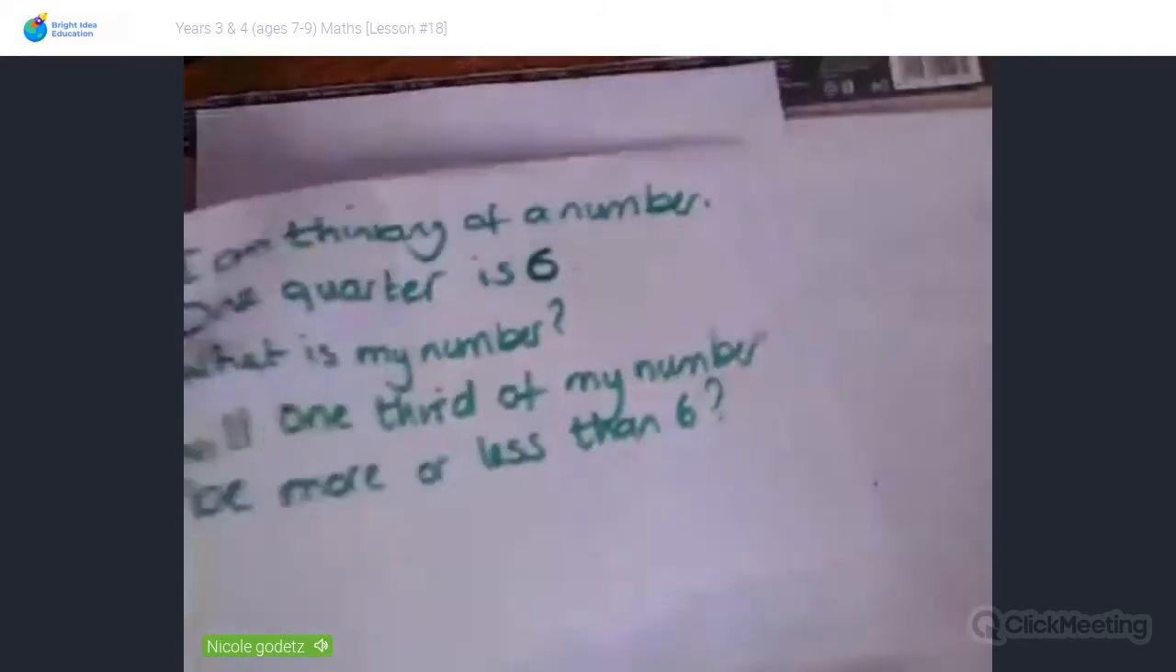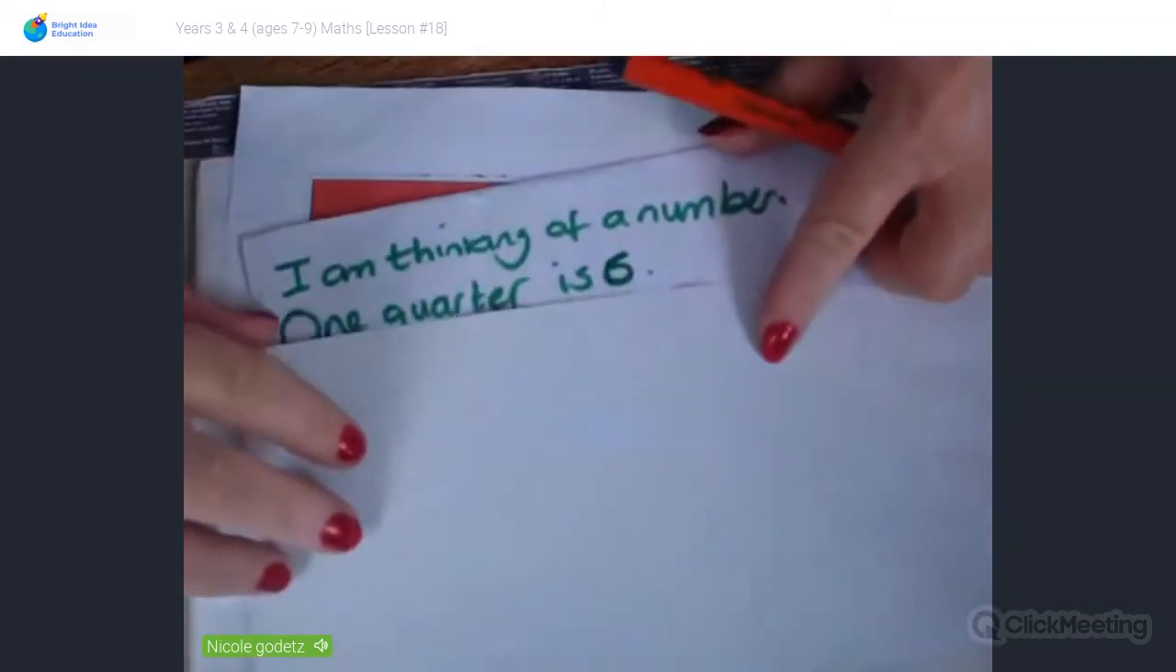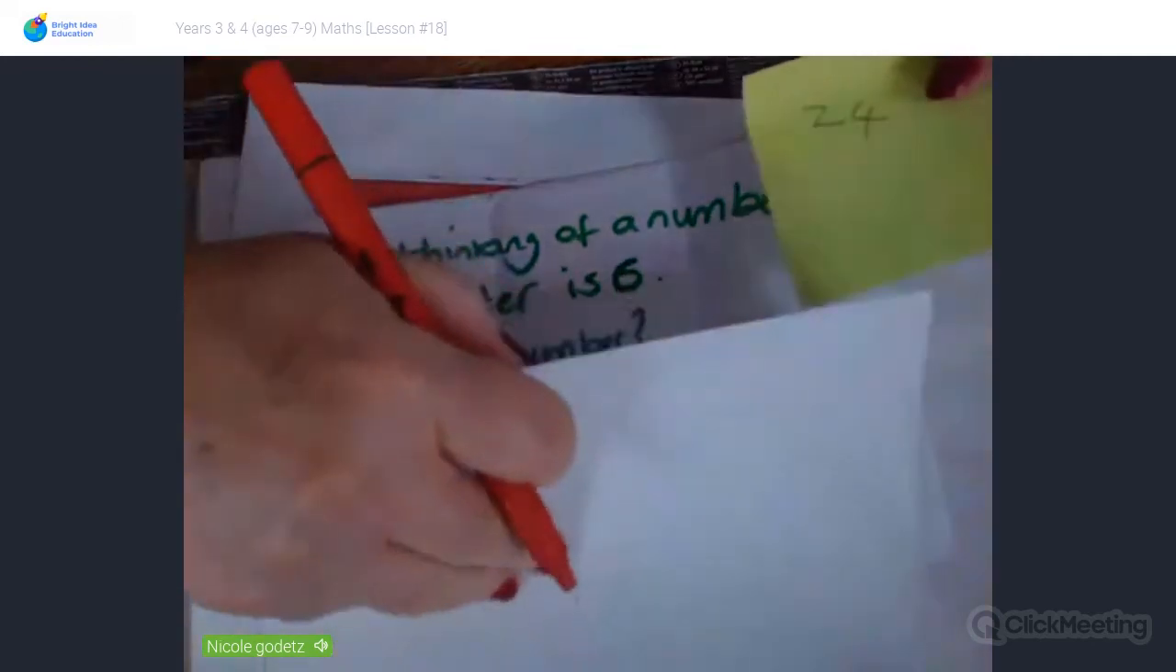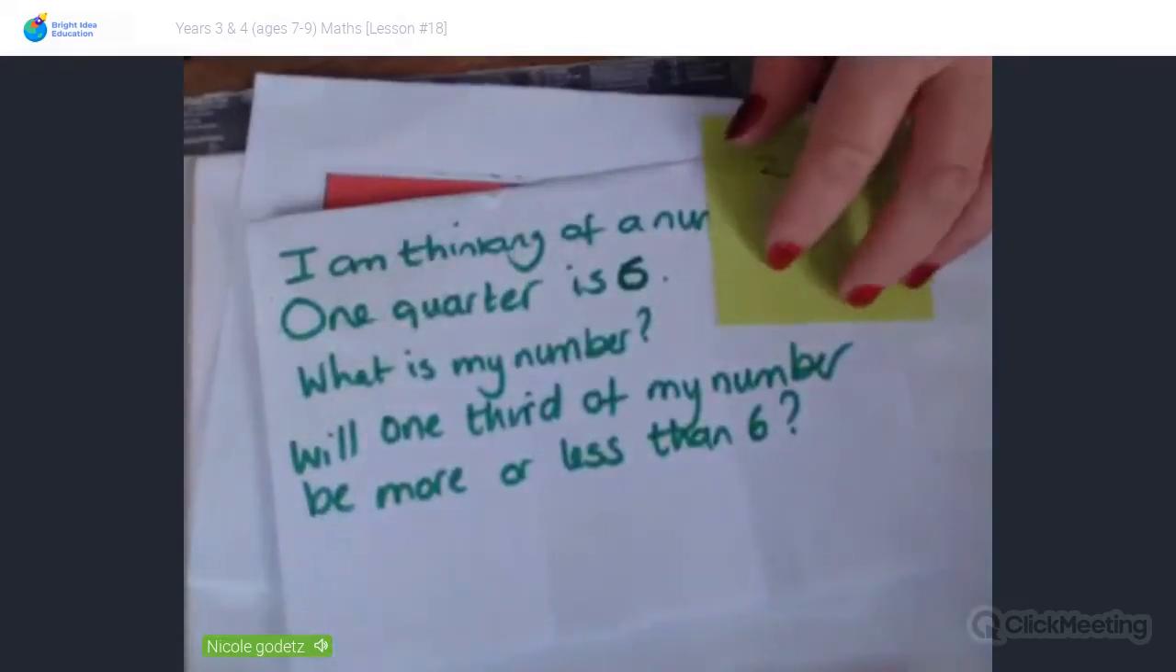So let's have a look at this question. What's the answer to this question? Exactly. I am thinking of a number. 1/4 is 6. So what is the number? 4 6s are 24. Exactly. So it has another part to this question now. What is my number?